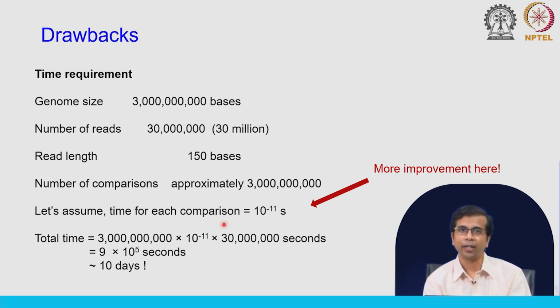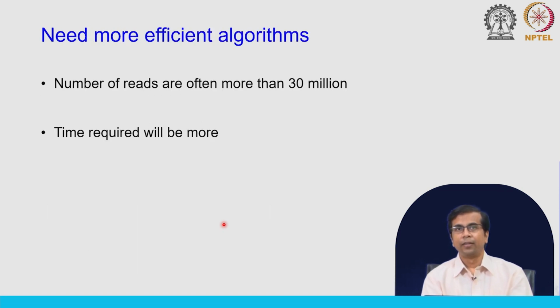Okay. For 30 million reads, if it takes 10 days, and if you increase the number of reads, if you are processing billions of reads, it will take even longer. If you are processing 300 billion reads, it will take 100 days. So, this will increase the time, and that is still not acceptable. We want to do this within a few hours, maybe a day or two, not 10 days for 30 million. Okay. So, what it means, we need more efficient algorithms.